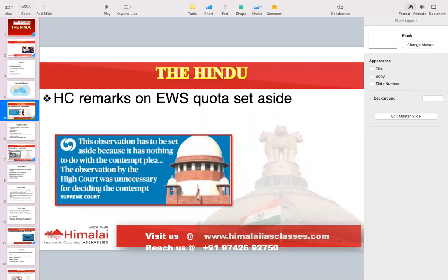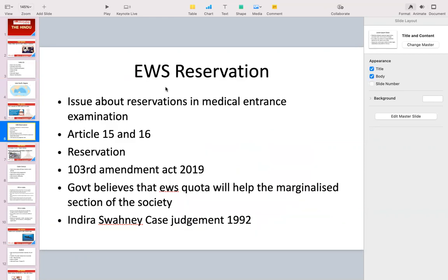Next item today: HC's remarks on EWS quota set aside. Actually the Supreme Court has said that the Madras High Court's remark can be set aside. That's not important. What is important is that you should understand what the issue is, and what the EWS quota is. EWS stands for economically weaker section. So basically, what is the issue?